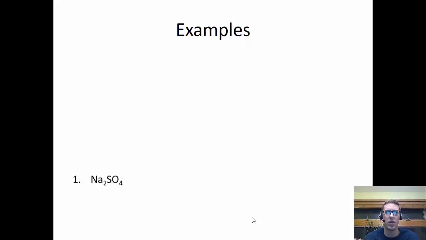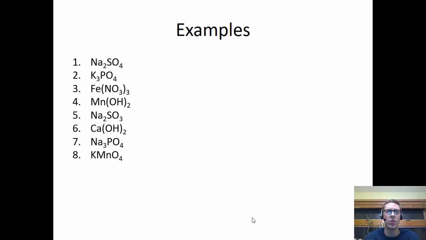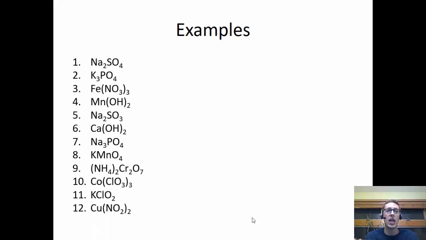So let's go through some examples. I'm going to put them all here, and then we'll go through one by one, and we'll name some, and I'll leave some there for you to practice naming. So let's start. We've got Na, we've got SO4. Well, we know Na is sodium, because we memorized this, and then we also know SO4 is sulfate. And sodium is monovalent, it's only got one type, so our answer is sodium sulfate. Let's do this one. K3PO4, well, K we know is potassium, PO4 we know is phosphate, so we're talking potassium phosphate.